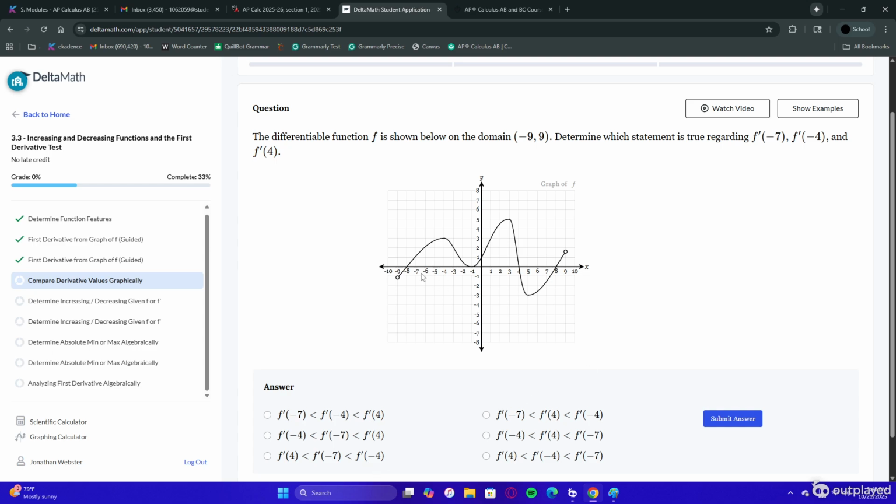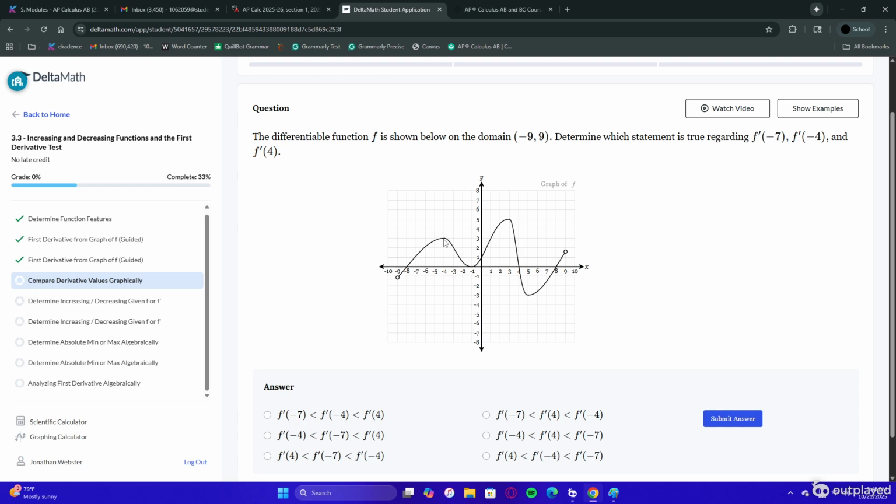So looking at the graph, we can see at x equals negative 4, you're going to have a horizontal slope. So you're going to have a slope of 0. F prime of negative 4 would be 0. Right, and at negative 7, right here, the function is increasing, so you're going to have a positive slope. So now we know that f prime of negative 7 is greater than f prime of negative 4. And now looking at x equals 4, you're going to see that's decreasing. So it's a negative value at x equals 4 for f prime.